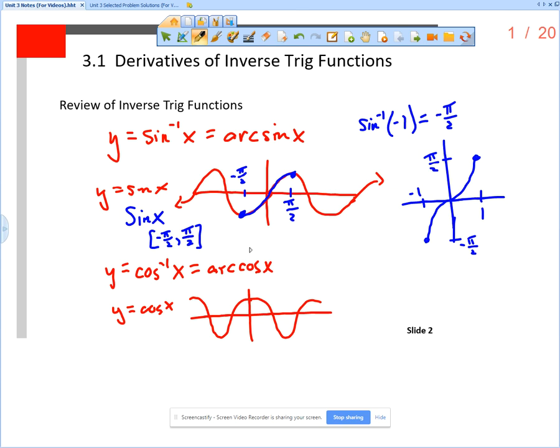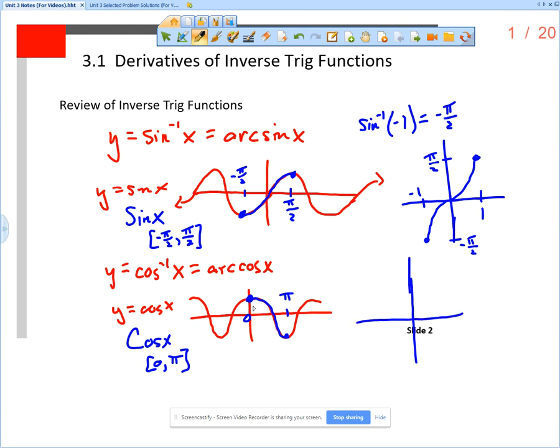All right. And then that means we want to restrict the domain once again. So the restricted domain for cosine is going to be from 0 to pi. So we get this portion of the graph. And so the capital C cosine x function is restricted to be from 0 to pi. And that would give us the following graph if we graph it.